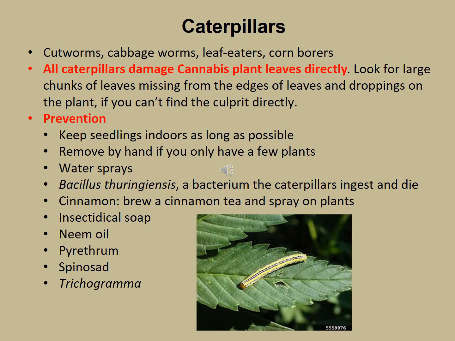Water sprays can spray off the caterpillars. You can also use BT or Bacillus thuringiensis bacterial sprays that the caterpillars eat and die. And there's a number of other natural techniques shown here. Trichogramma is a natural predatory insect that can attack the caterpillars.